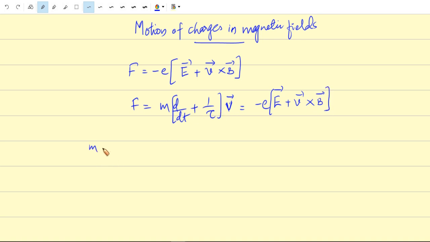So we can write this in each axis. This will be m (d/dt plus 1/tau) Vx is equal to minus e (Ex plus v cross B). Okay. So before that, let us imagine the magnetic field B is equal to B times z cap. That means the magnetic field is in the Z direction.